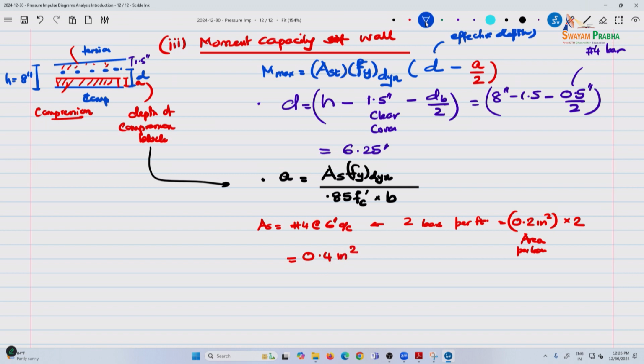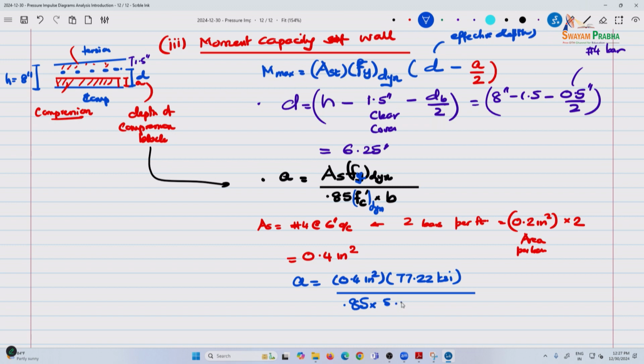So, A comes to 0.4 multiplied by Fy dynamic, that is 77.22, so that is the total force out there, divided by 0.85 FC prime, this is also dynamic.